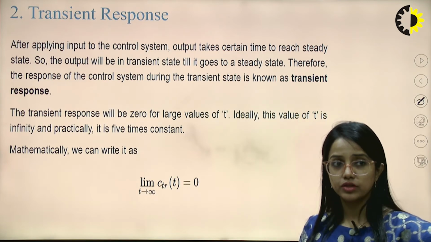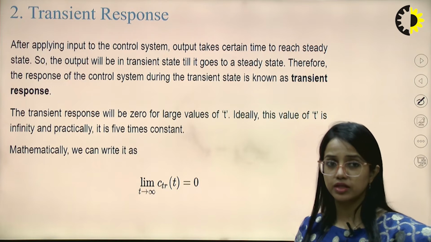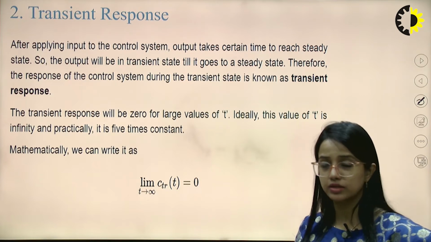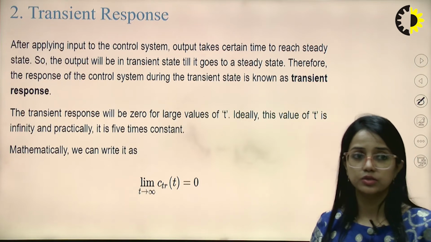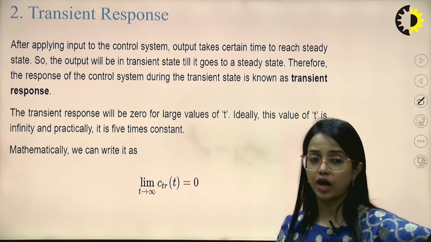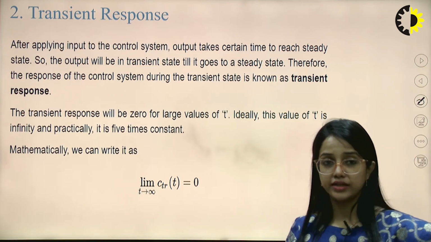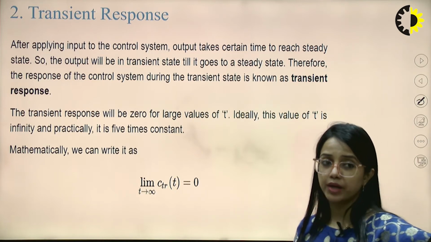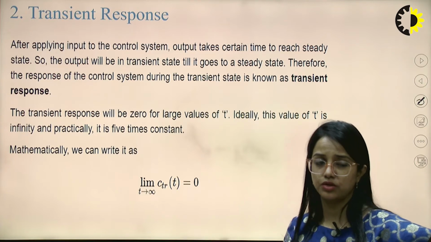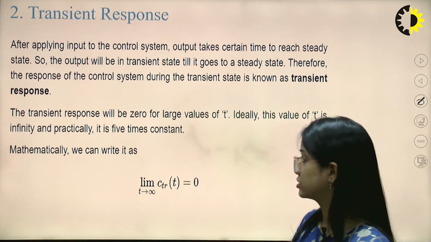Therefore, the response of the control system during transient state is called transient response. The transient response will be 0 for large values of t. Ideally, the value of t is infinity, and practically it is 5 times the time constant. Now, time constant.